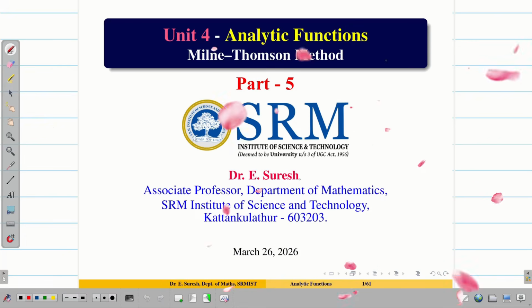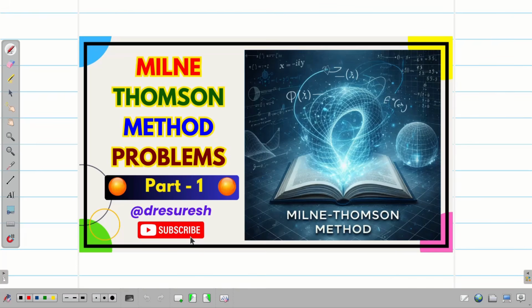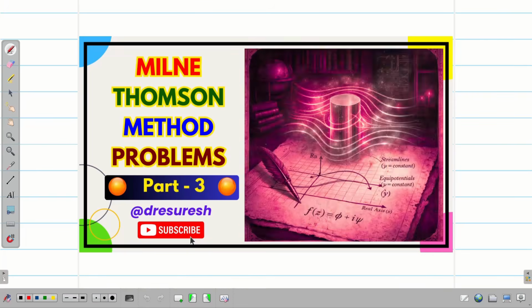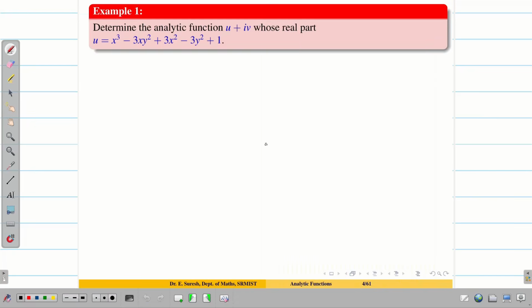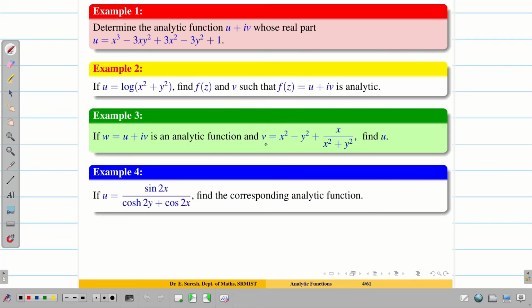Dear students, welcome to the problem solving session on Milne Thomson's method part 5. In the previous videos, we learned the methodology and we solved few problems on Milne Thomson method. Either given a real part or an imaginary part, we know the steps to find the analytic function f of z. Just a quick recap, we did few problems on this kind.